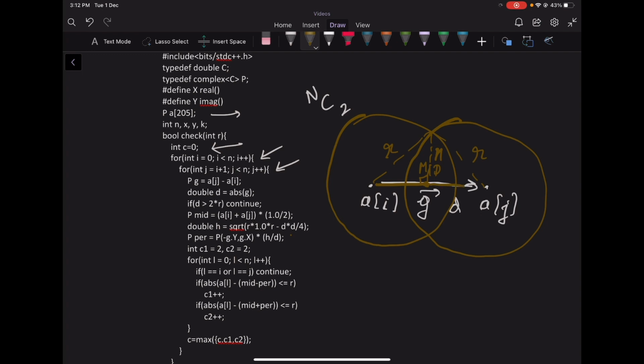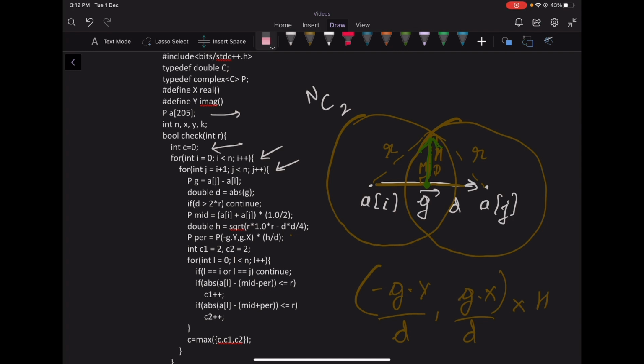Now we are finding the perpendicular. So the perpendicular will be (minus g.y upon d, g.x upon d), because (minus g.y, g.x) returns a perpendicular vector whose absolute value is d. So we divide it by d to make it a unit vector. Now we will multiply it by the height to make it this vector. And since we know this mid, one of the points will be mid minus perpendicular and one of the points will be mid plus perpendicular. So now we found the intersection points.